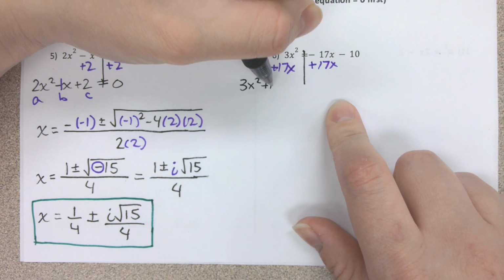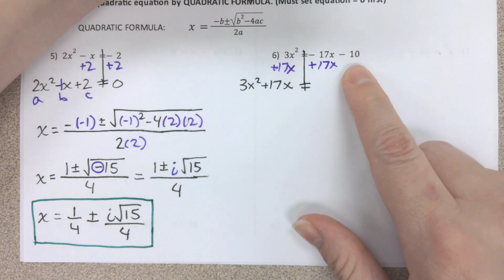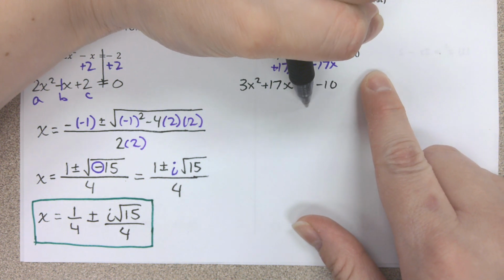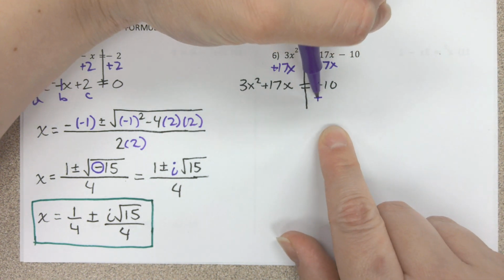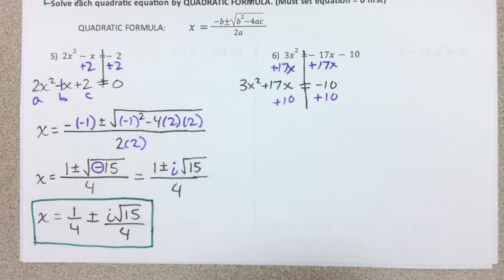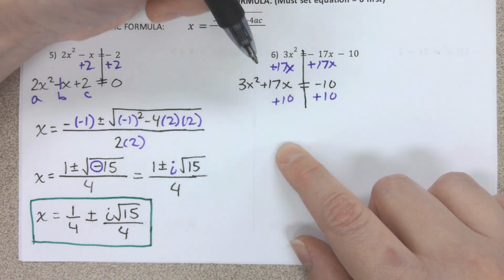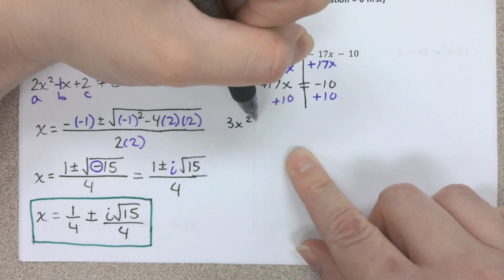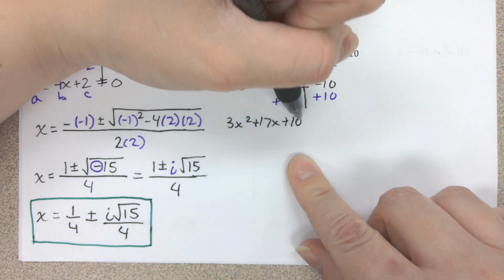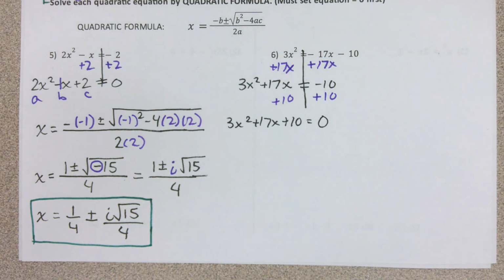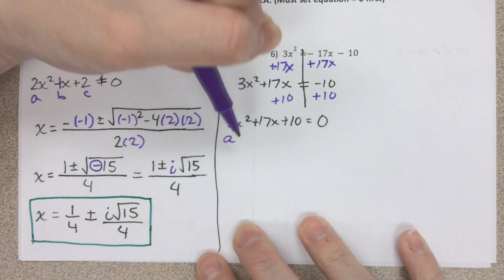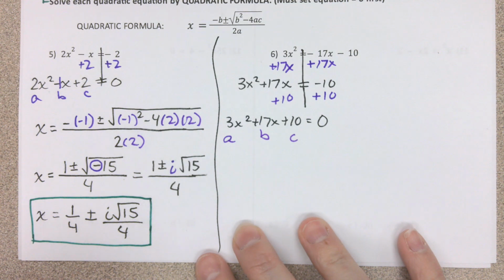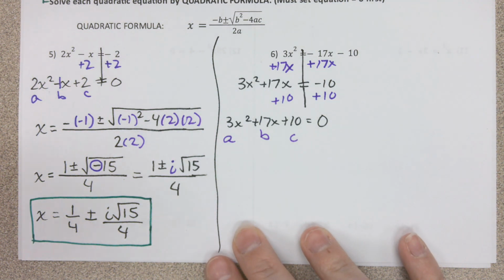3x squared plus 17x equals negative 10. And one more time. That's a negative 10, so I'm going to plus the 10 over here. Again, don't actually add anything. 3x squared plus 17x plus 10 equal to 0. Now I am able to solve with the quadratic formula. Label a, b, c. And let's plug this in.